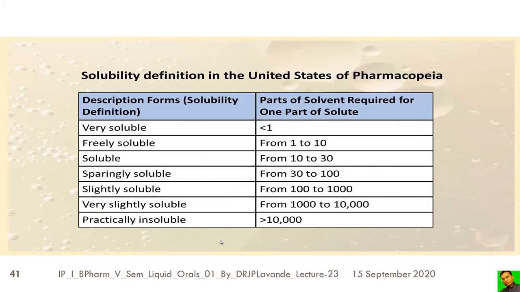In order to express the solubility, we had gone through the standard definitions of solubility, which is given by the United States Pharmacopoeia. So how does it explain? It explains the parts of solvent required for dissolving one part of the solute, isn't it?